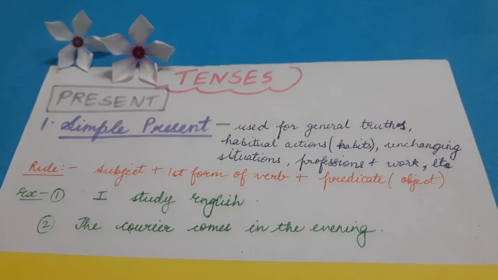So in both these sentences, there is general truth. Let's say in the second one, it is true that the courier will come in the evening. It is a routine, it will happen. I study English. It means that you will study English. It doesn't matter when you study or where you study, but this is the truth that you study English. It's your action. It's your daily routine. So this was simple present.